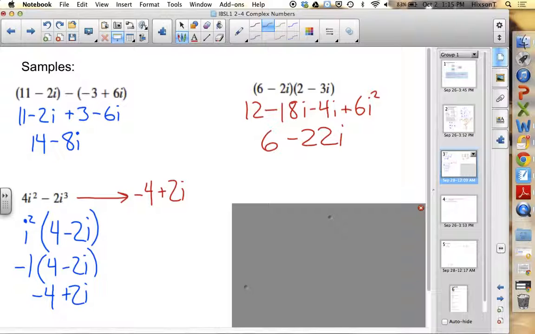We read it that way, right? We can't switch it, like negative 22i plus 6. That's not wrong, but again, if they ask for standard form, it's always the real part first, then the imaginary part. So just get used to it that way.